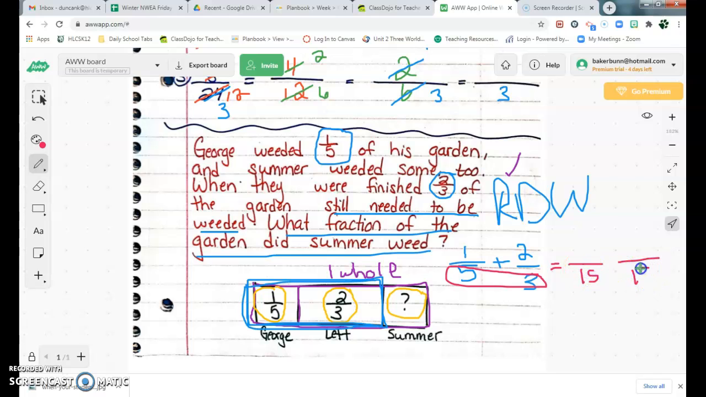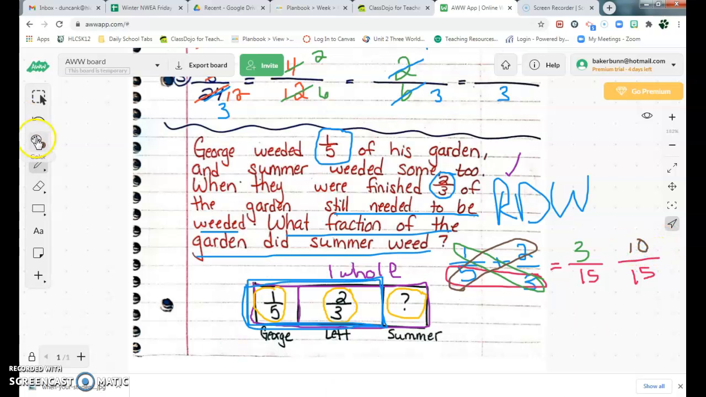Okay, 15, 15. Now I'm going to do my left wing. That always goes first. 1 and 3. That's going to get me 3. Then I'm going to do my right wing. Oh, I want to pick a different color. My right wing is 5 and 2. 5 and 2 is 10.